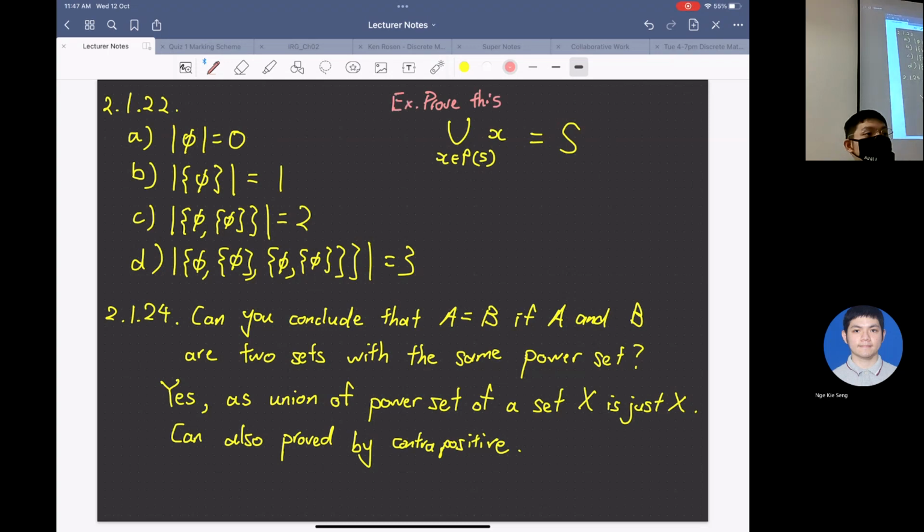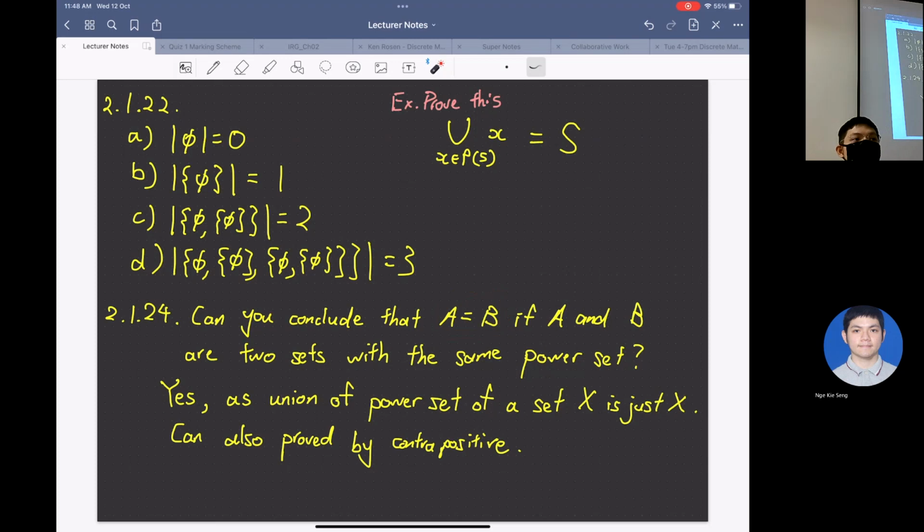How to prove? Just use the definition of power set union. Okay. Or how to prove by contrapositive. So this sentence is like: if A and B are two sets with the same power set, then A equals B.